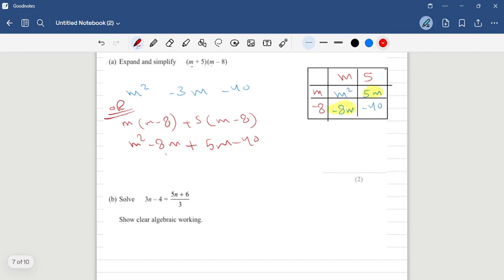And after that, looks like I have to combine like terms together. In this situation, it will be m power 2 minus 3m minus 40. So, is there anything hard about this part? Of course not, because I'm the good teacher.